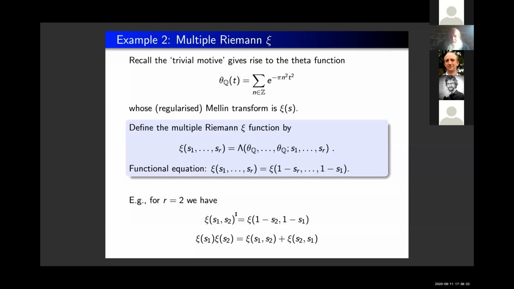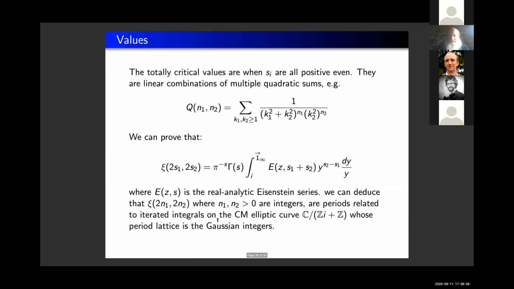So the question is, what can we say about the values of this function for even s_i? And we cross our fingers and hope that they're periods. Let me just focus on the case r equals 2, which is rather nice because here's the functional equation and here's the shuffle product formula. It's a rather nice little set of properties. You can also show that the residues of these functions along hyperplanes give back the classical Riemann psi function.